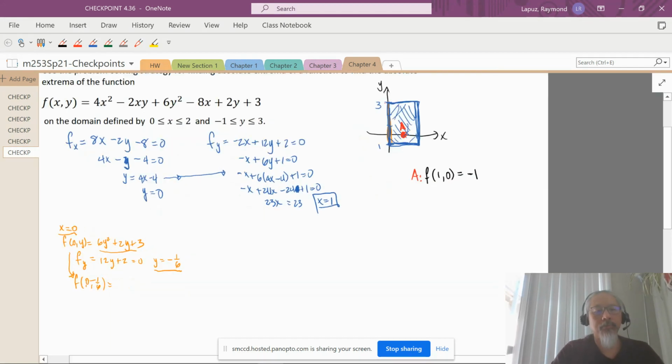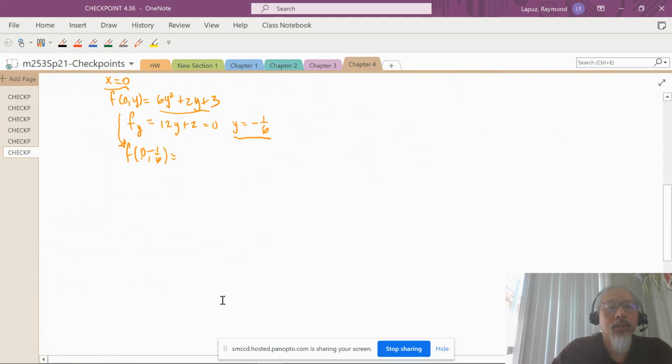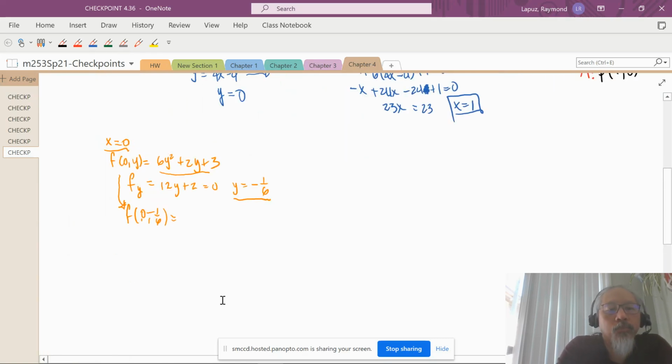That would be 6 times (1/6) squared plus 2 times (1/6) plus 3. I think a common denominator of 6 would do. It would be 1/6 plus 2/6 plus, oops, this is a negative, so let's put a negative here. This will remain positive, but this second term would be negative. And this is going to be an 18/6. So that's negative 1, that's 17/6.